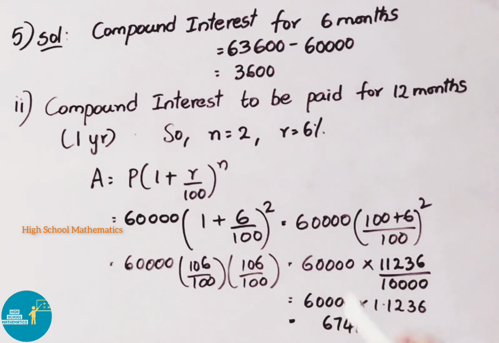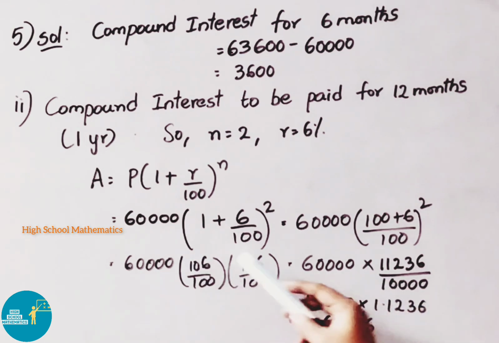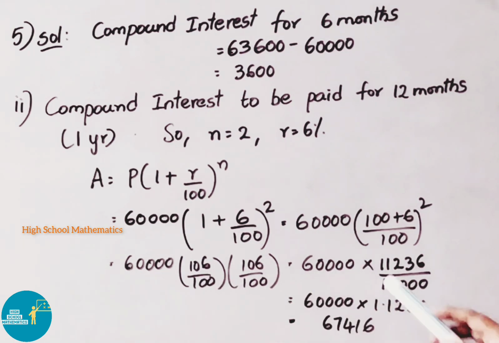That equals 60,000 into 106 into 106, that is 11,236, by 100 into 100, that is 10,000. That equals 60,000 into 11,236 by 10,000. Here the denominator 10,000 is there, so 4 digits from the right we place the decimal point, so it becomes 1.1236. On multiplication, we get the result 67,416.